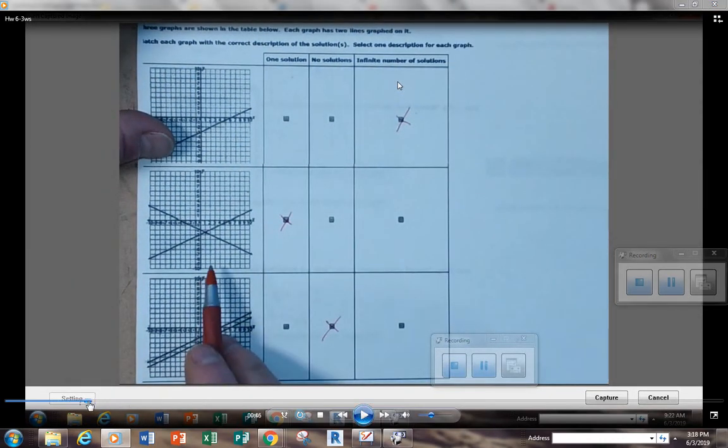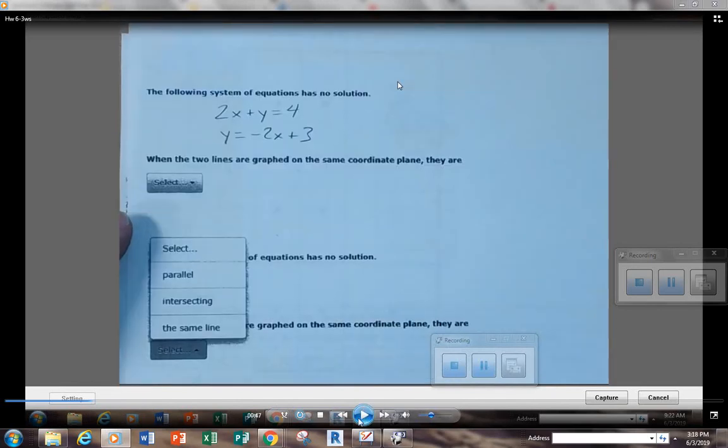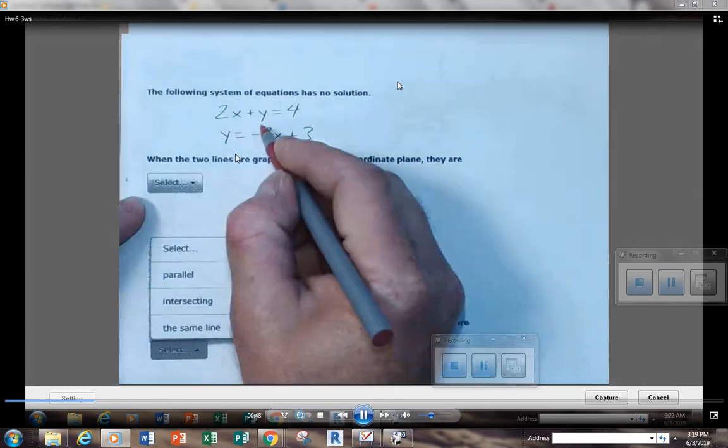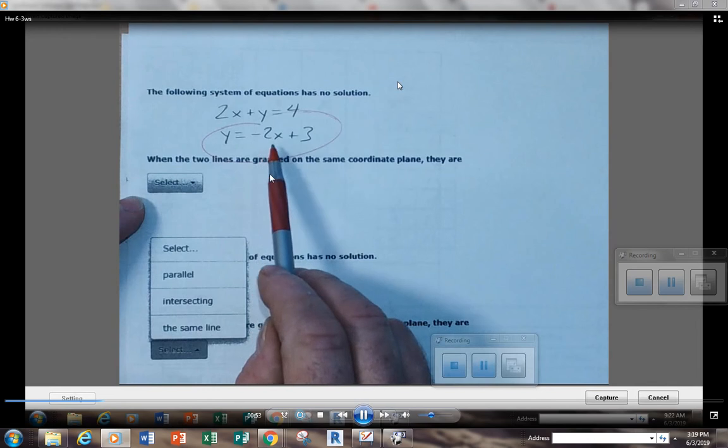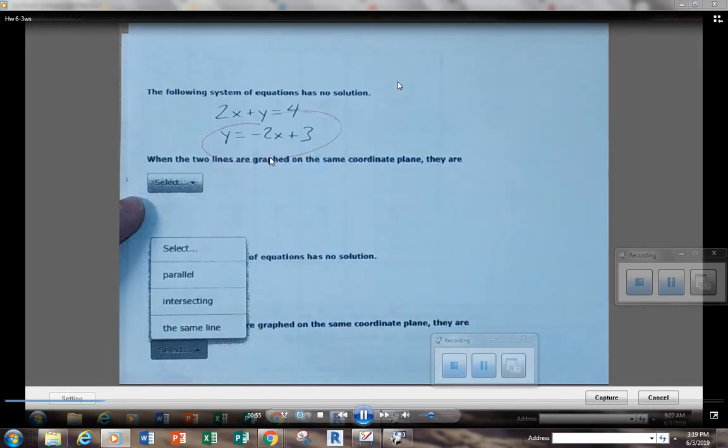I. Alright, the next problems, they're having you compare not graphs, but 2 equations and seeing how many solutions. So this first one is solved for y: y equals negative 2x plus 3. But the 2x plus y equals 4 is not solved for y. So I'm going to take that top equation, leaving that bottom one alone because it's already solved for y.